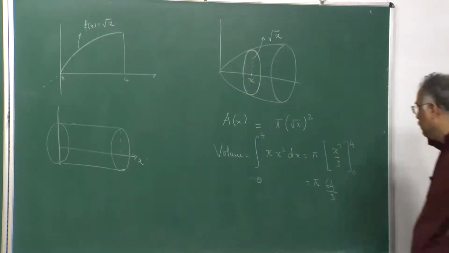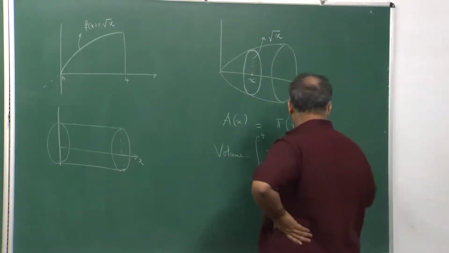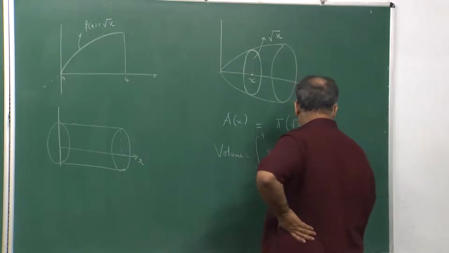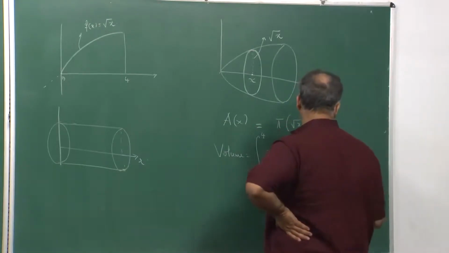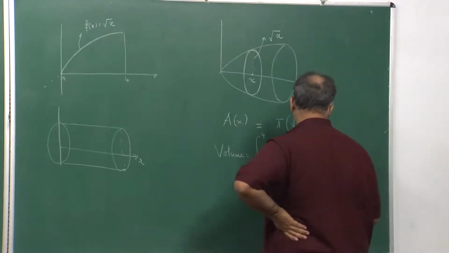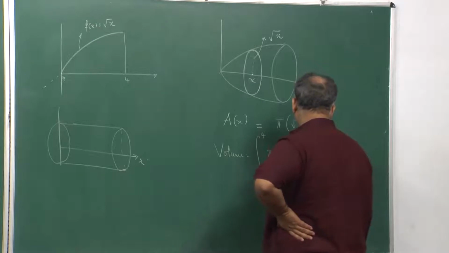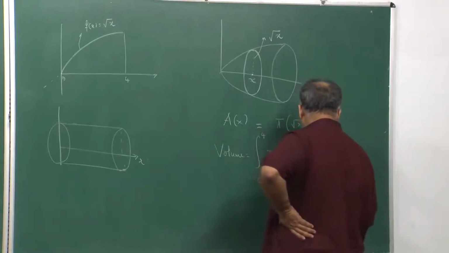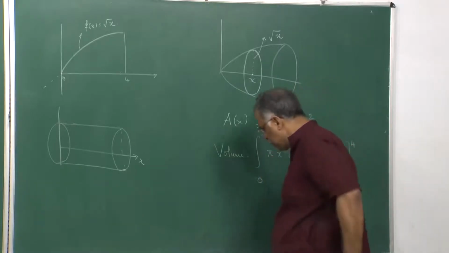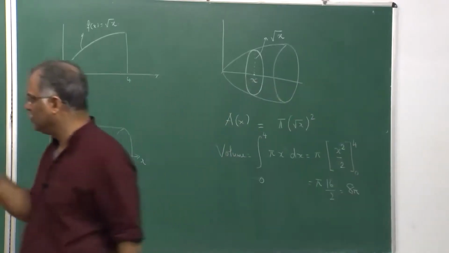Oh sorry, I am making a mistake, right, it is pi x, not x square, so x square by 2, thank you. So, square root of x is x, so it is pi of 4 square 16 by 2, so 8, so it will become 8 pi. So, you see the volume becomes so simple, 8 pi.